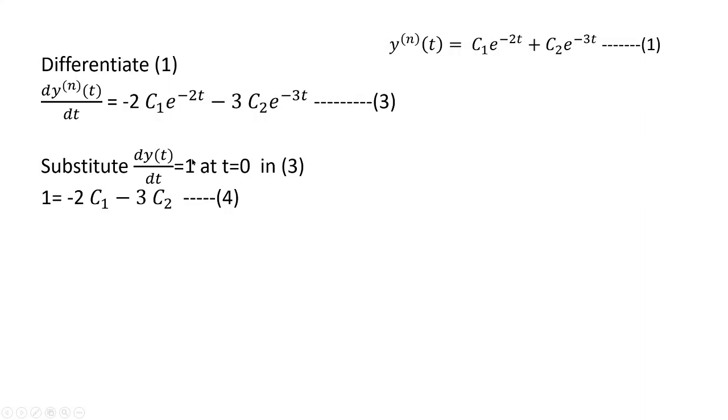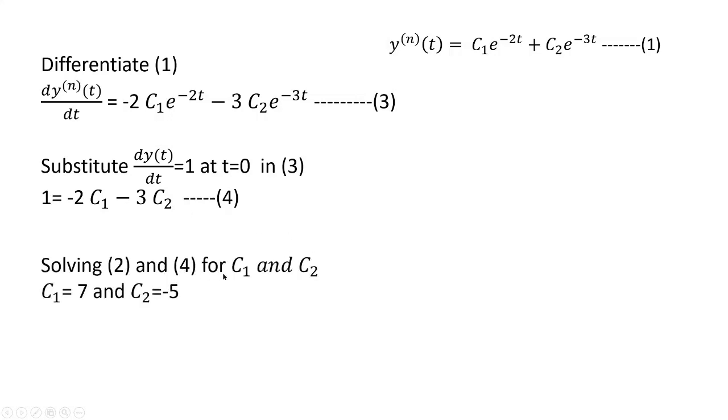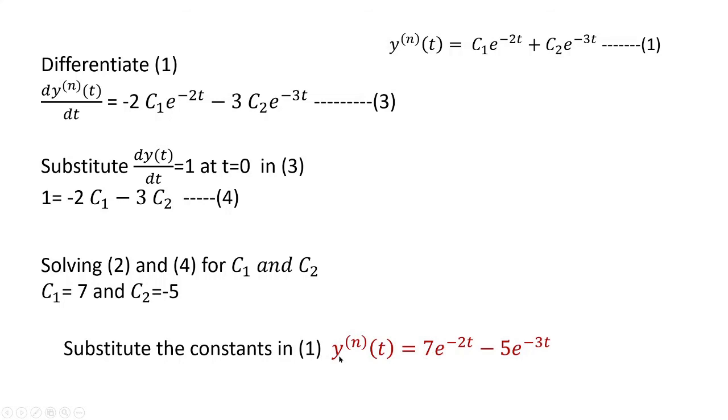And on the left hand side we substitute the value of the differential at t is equal to 0, that is 1. So we have the second relation minus 2c1 minus 3c2 is equal to 1, which relates c1 and c2. So from equations 2 and 4, solve for the unknowns c1 and c2. These are the constants. Solving this, we get c1 is equal to 7 and c2 is equal to minus 5. Substituting this, we get the natural response y n of t is equal to 7 e to the power of minus 2t minus 5 e to the power of minus 3t as the solution for the natural response of the given second order differential equation, which has real distinct roots.